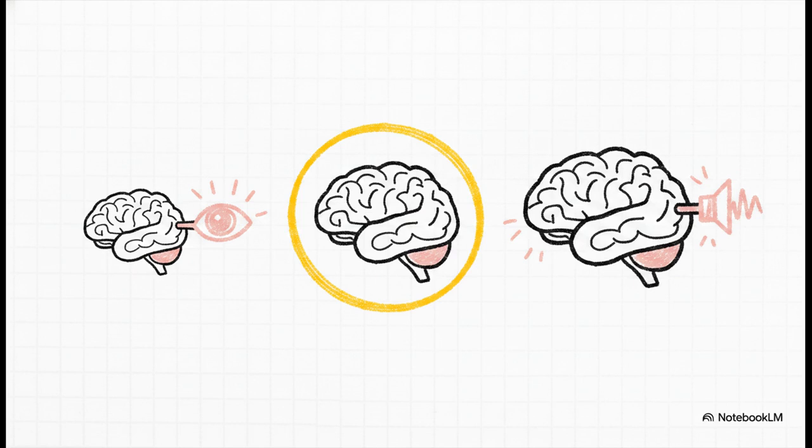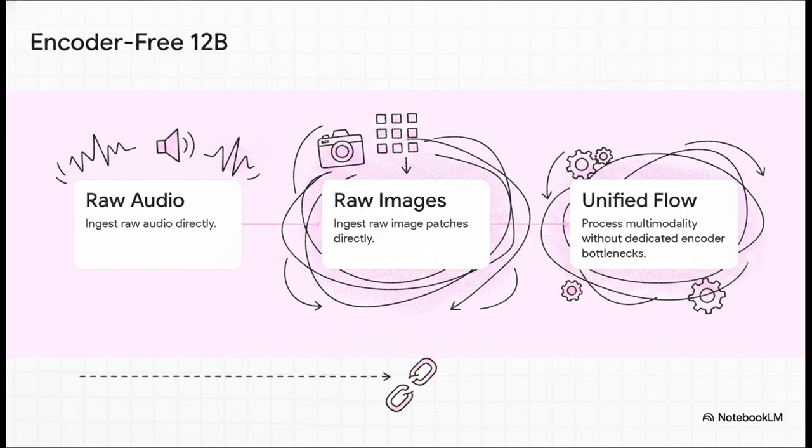For this specific size, Google proposed something radically different. They went with a unified, entirely encoder-free architecture. And the way this maverick approach actually works is brilliant. Instead of passing audio or visuals through a separate translation layer, an encoder, the 12B just bypasses traditional encoding steps entirely.